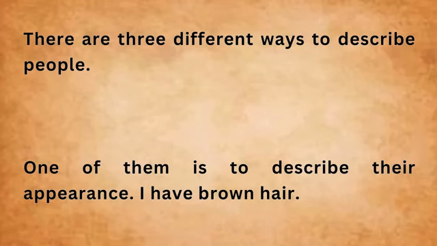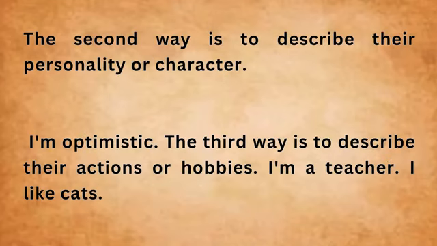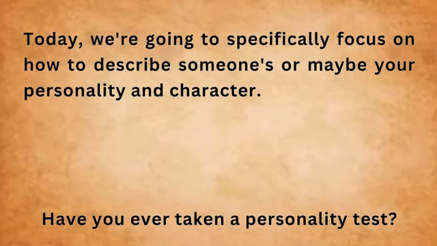One of them is to describe their appearance. I have brown hair. The second way is to describe their personality or character. I'm optimistic. The third way is to describe their actions or hobbies. I'm a teacher. I like cats. Today, we're going to specifically focus on how to describe someone's or maybe your personality and character.